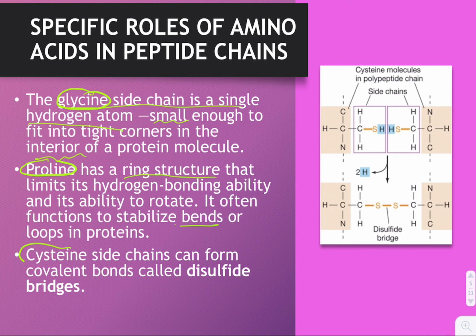And then cysteine. Cysteine side chains can form covalent bonds known as disulfide bridges, which are important for protein structure. We'll talk about that in a second. So we have this going on here, this disulfide bridge, with two sulfur atoms building that bridge, which we'll talk about in a second.